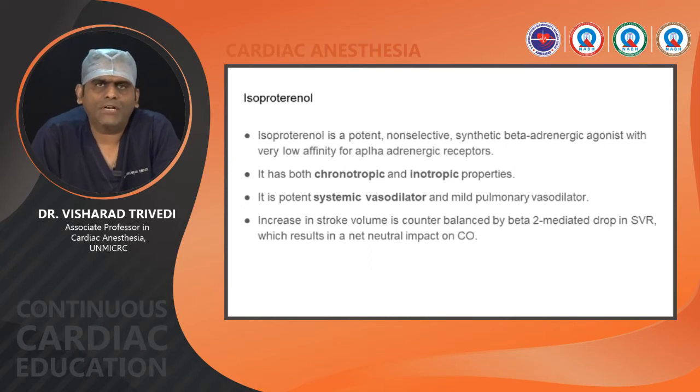Isoprenaline is a potent non-selective synthetic beta adrenergic agonist. So it works purely on beta receptors, that is beta 1, beta 2 and beta 3. Because it works on the beta 1 receptors, it will also act as an inotropic and chronotropic agent. However, it is not used as an inotrope in many of the centers, mainly used for chronotropic action. It has a potent chronotropic action that will increase the heart rate. It is a potent vasodilator because of beta 2 receptor stimulation, and the increase in stroke volume is counterbalanced by the beta 2 mediated drop in SVR, which results in a net neutral impact on cardiac output.